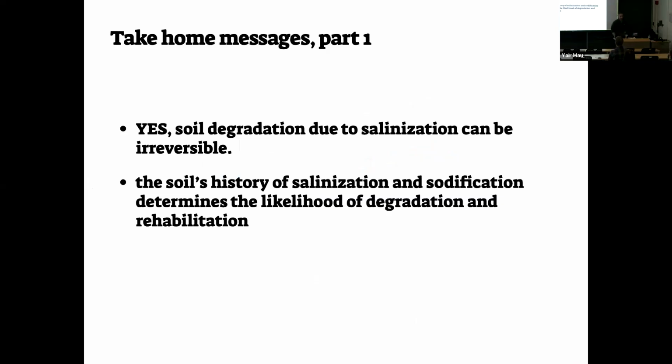Two take-home messages from this first part. Yes, soil degradation due to salinization and sodification can be irreversible, as we measured and as we modeled. And the soil's history of salinization and sodification will determine the likelihood of degradation and rehabilitation.